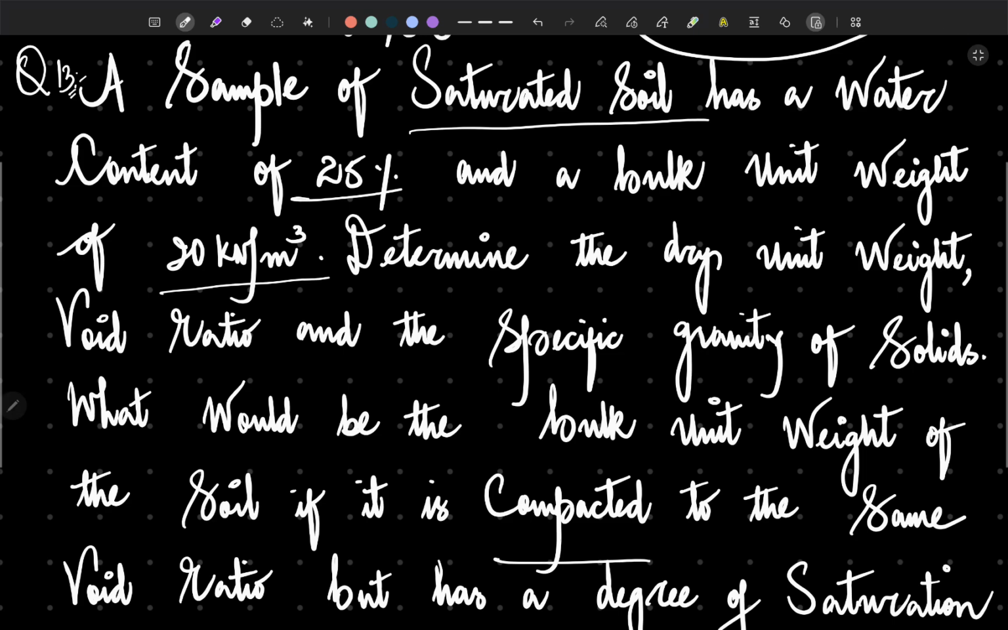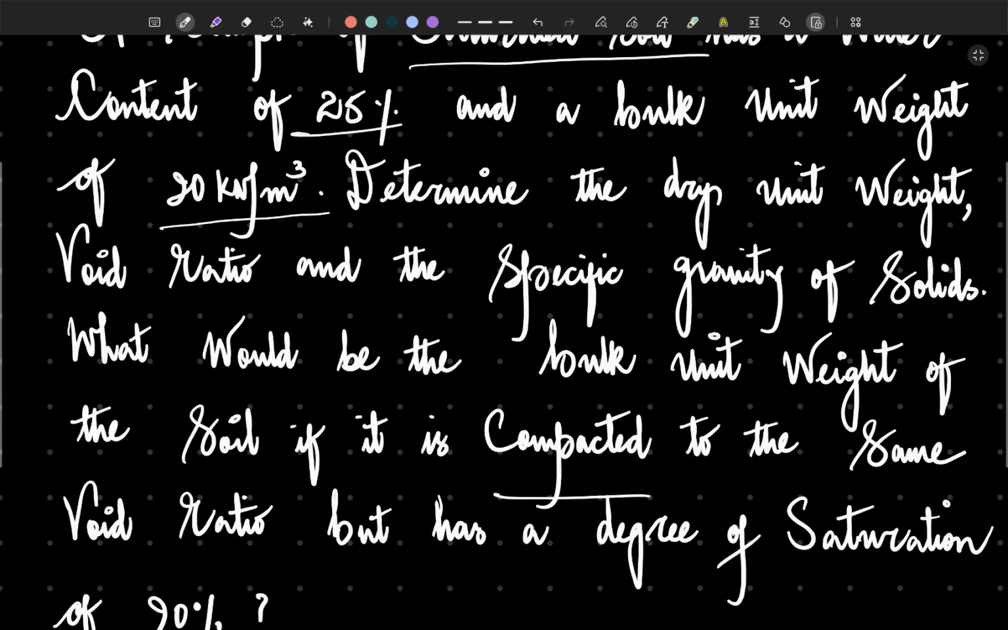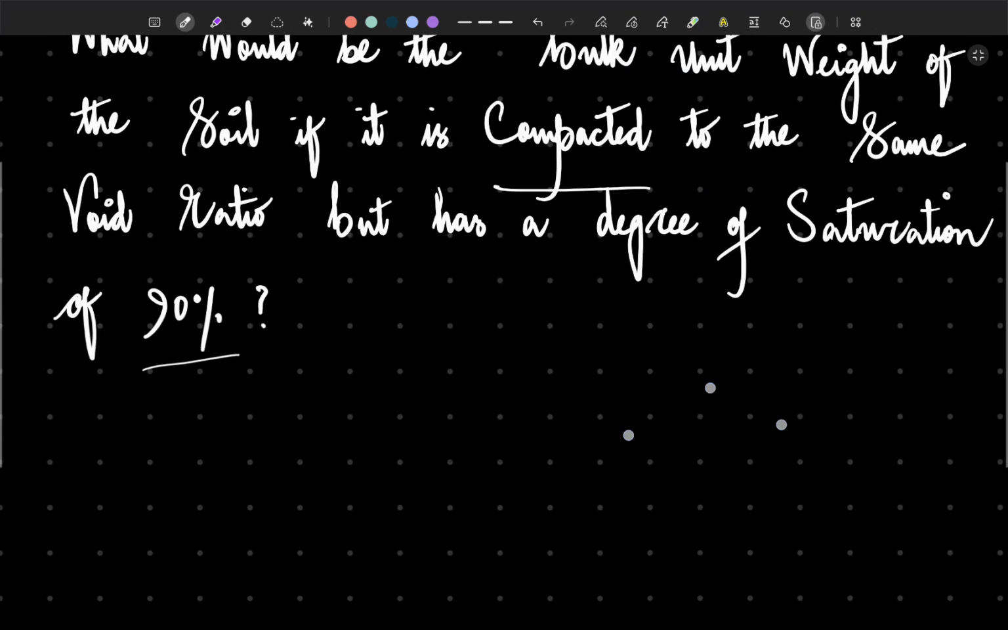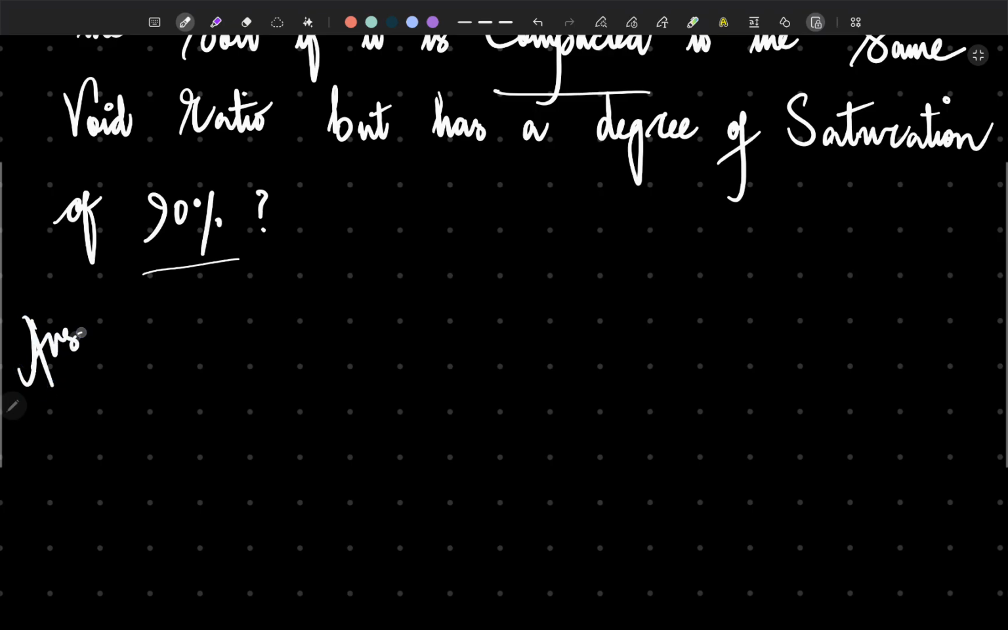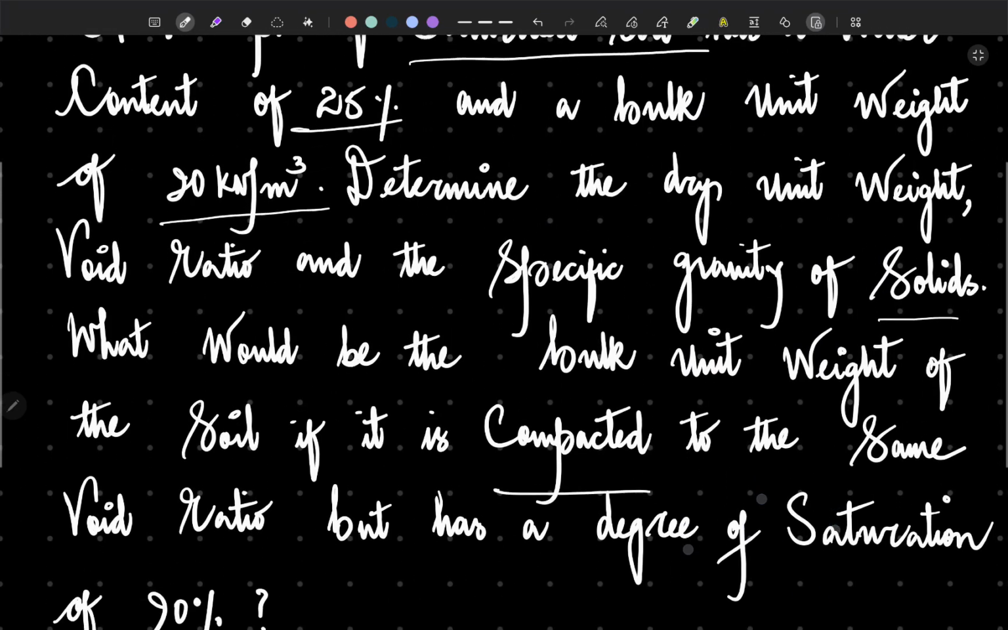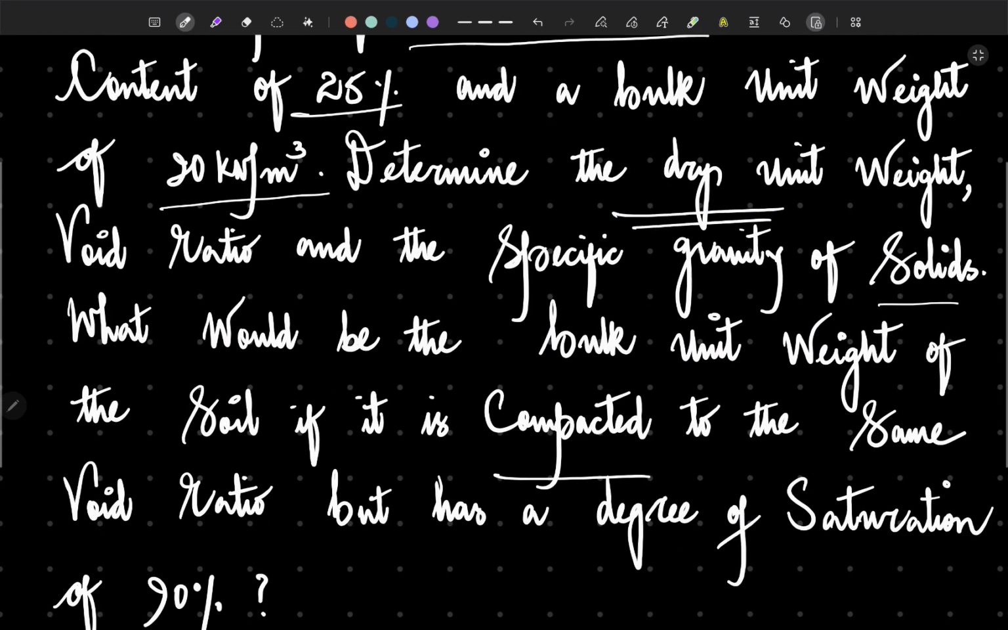As we can see, the question is divided in two parts. First, we have to determine the dry unit weight, void ratio, and the specific gravity of the solids. So let's go on finding them. The data given is that the water content is 25% and the bulk unit weight is 20 kilonewton per cubic meter. Let's first solve part 1 of the question. It asks me to calculate the dry unit weight.